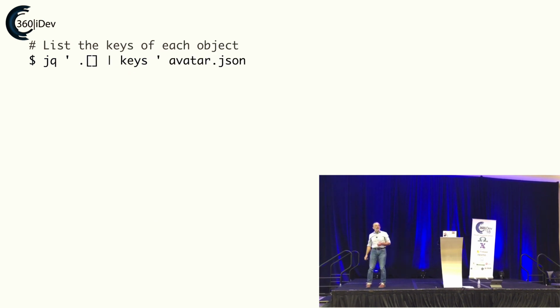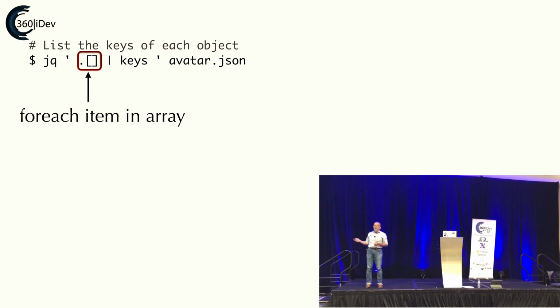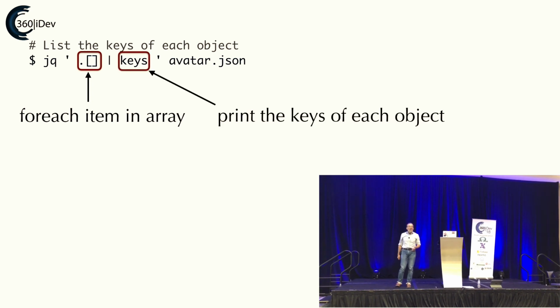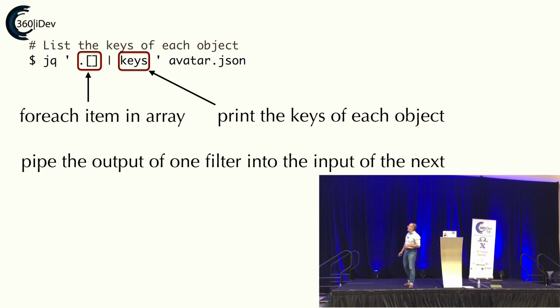I can iterate over these objects. This thing over here is the iterator construct in jq. It says for every item in this array, iterate over it, and that's my filter. Then I have a second filter called keys, which takes an object and prints out the keys of that object. Then I take the output of one filter and pipe it into the input of another filter.